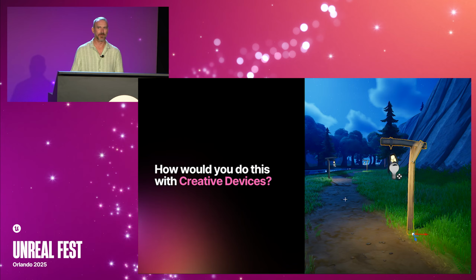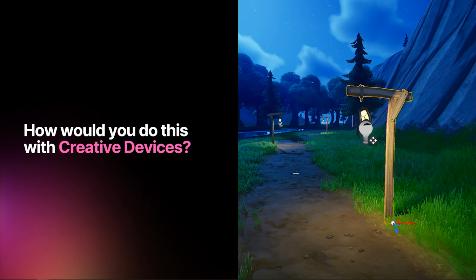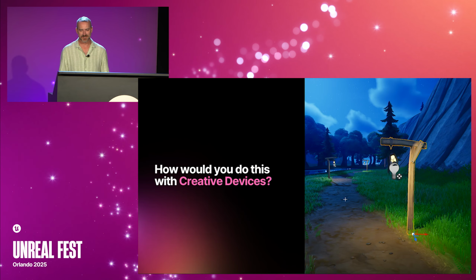So let's talk about how you do it with creative devices. You need to duplicate all these creative devices and have a bunch of them in the scene. So you'd have a bunch of light devices. You'd need verse devices to do the animation. You need button devices for the interactions. And all of these are just duplicated throughout the scene with no connection to each other. And when you have to change something, you got to do it in every single place.